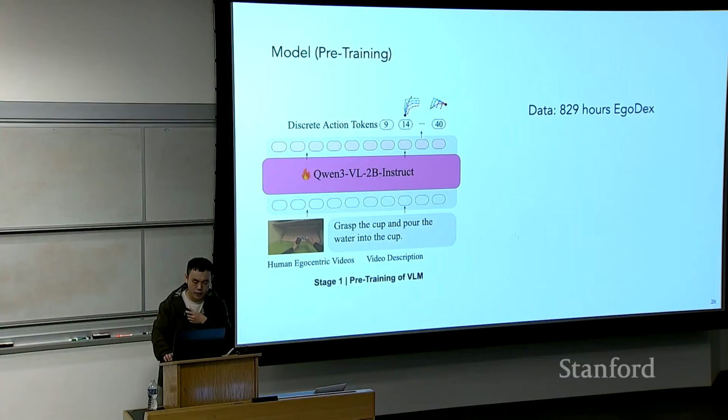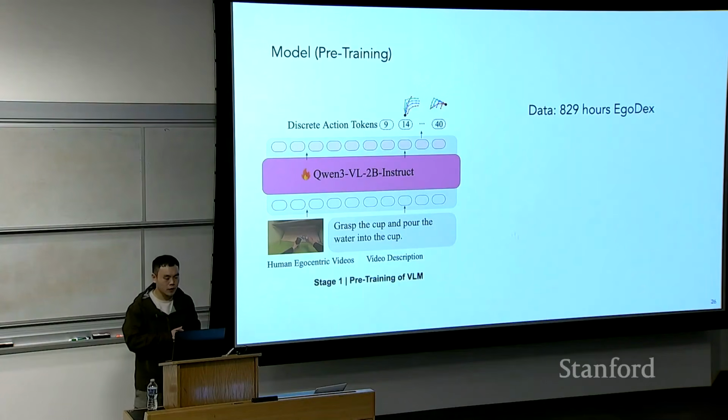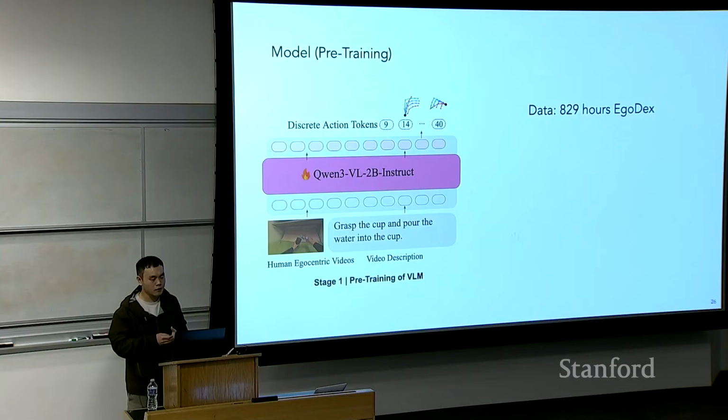And this is basically the training objective. And in fact, we use 829 hours of the EgoDex dataset for pre-training. This dataset basically captures a lot of egocentric video using Apple Vision Pro.